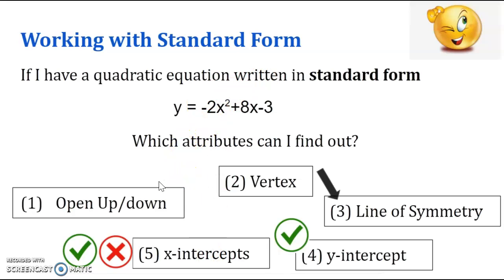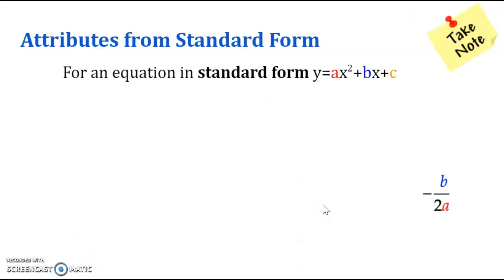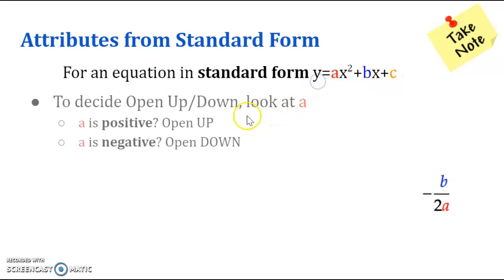What about whether it's opening up, the line of symmetry, or the vertex? There are three things that we are going to be exploring today. So let's look at the attributes from the standard form. It's always going to be written as ax squared plus bx plus c is equal to y.